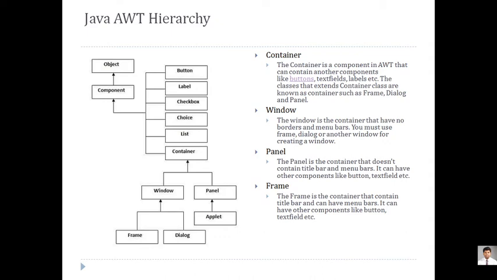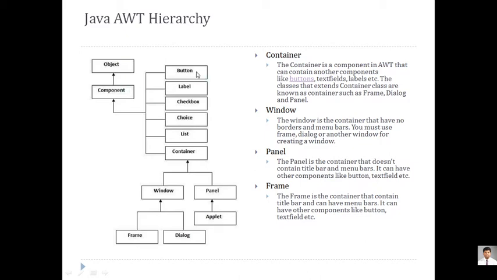Now, basically, whenever you go for designing any form, you have to keep in mind what the most important things are whenever you go for the GUI representation. Now, in this, what we have seen is that the hierarchy of AWT starts with the Object class. Now, Object class contains Component.